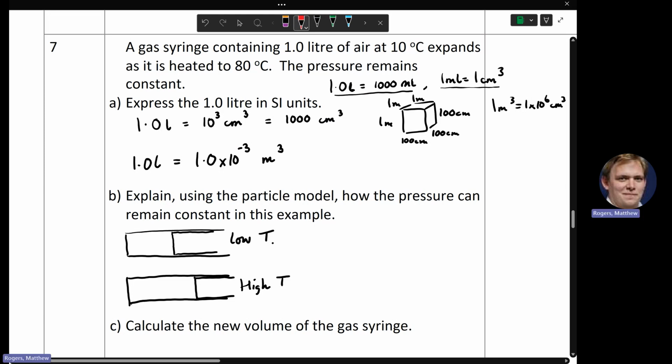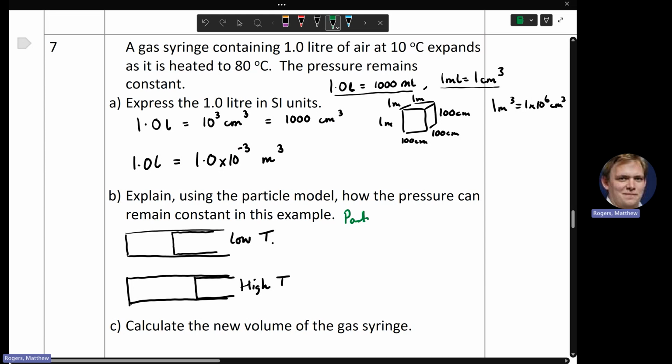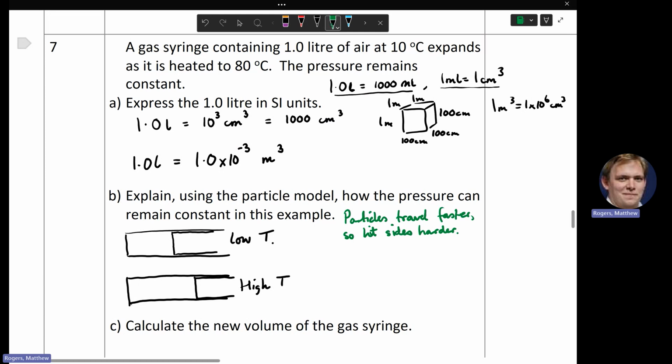And so what we want to do is to show that the pressure remains constant. Now, pressure we know is caused by two things. There's how hard the particles hit the side and how frequently they hit the side. So the particles are travelling faster, so they hit the sides harder than they were before. So that alone would make you think the pressure should increase, but the pressure has remained constant.